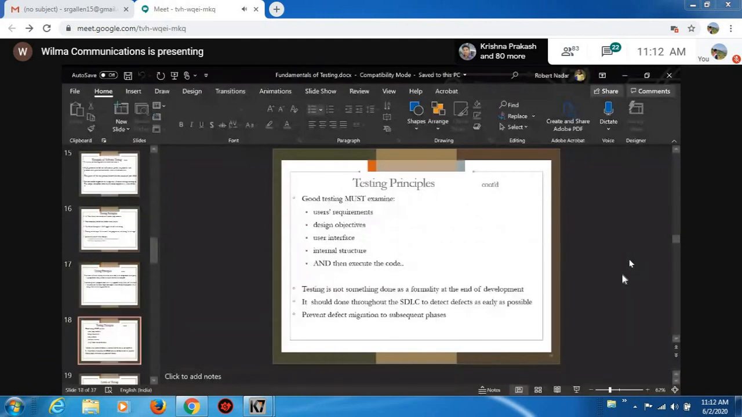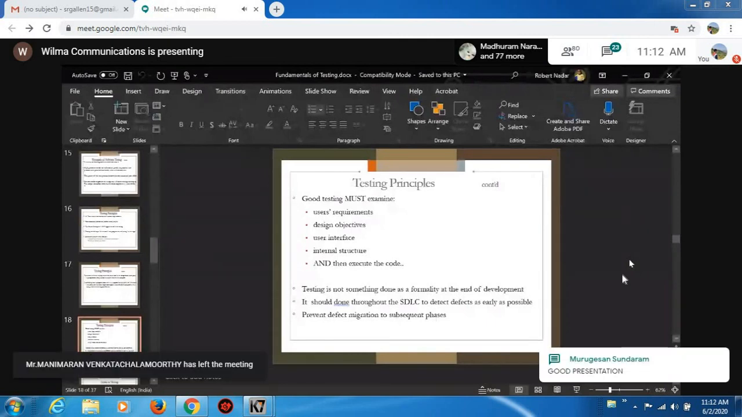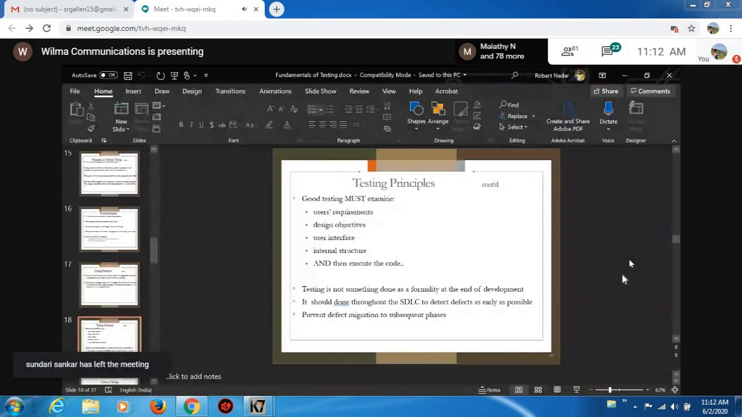You can see some more points about testing principles. Good testing must examine the users' requirements. If you are conducting proper testing, the requirements should be covered: the objective, the specific design to be covered, a proper user interface, the internal structure, and you have to execute the code.